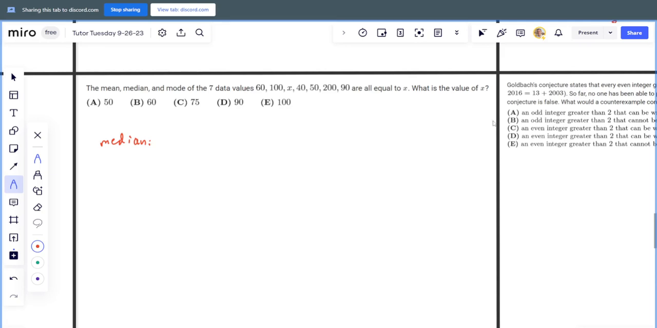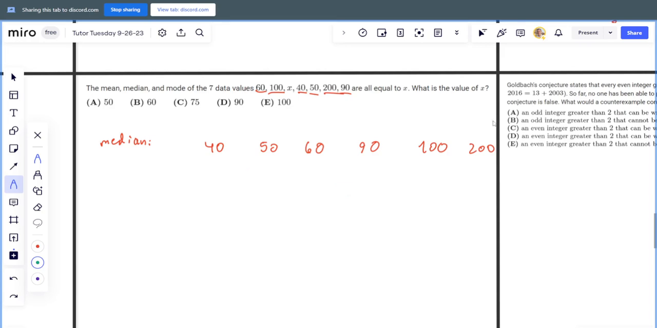For the median, we would want to organize these in order. 40 is the smallest that we know. Then we go to 50, then 60, 90, 100, and 200, with the value x being stuck somewhere in here. We don't really know. That's what we're trying to figure out.